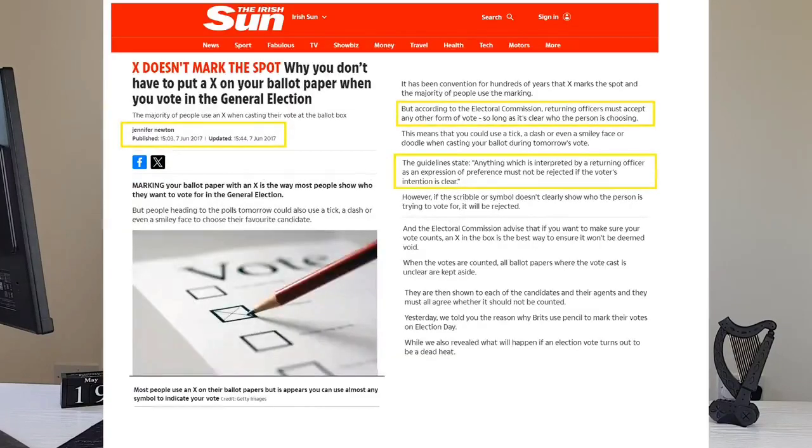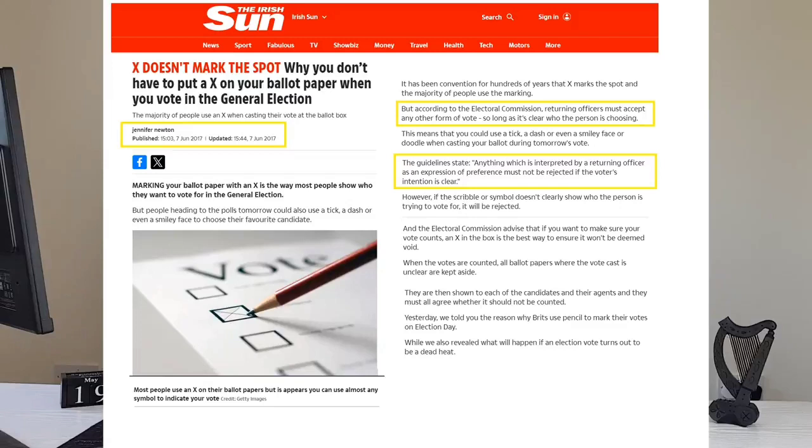So in researching this question, I located an article published by the Sun newspaper in 2017 that stated that the Electoral Commission had confirmed that the person counting the votes must accept any form of vote so long as it is clear who the person was choosing. So technically, if you were to include 1, 2, 3 and then X for the remaining candidates, the 1, 2, 3 candidates would be clear and your vote should be counted.